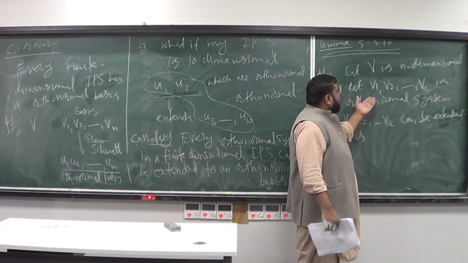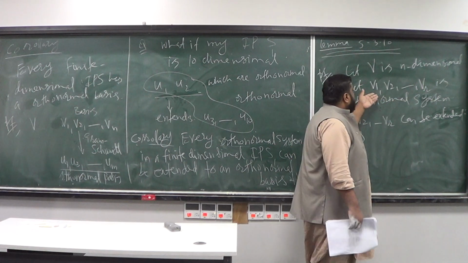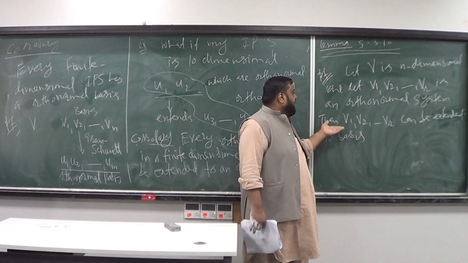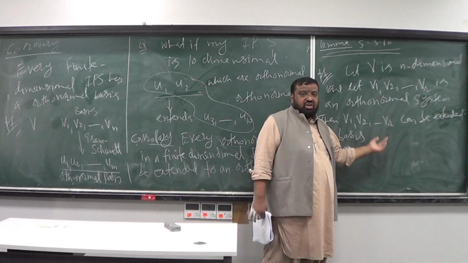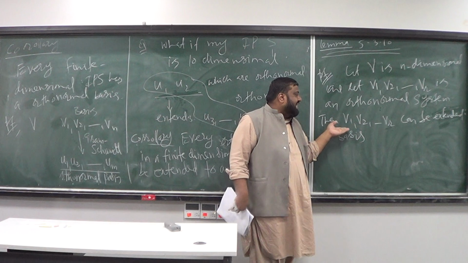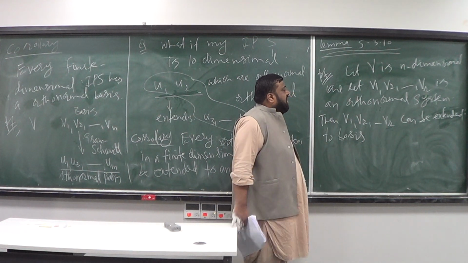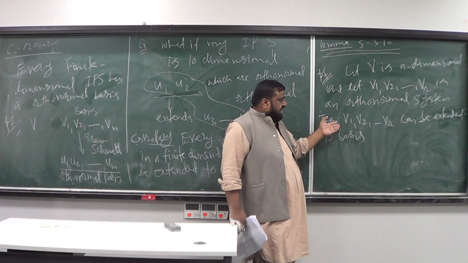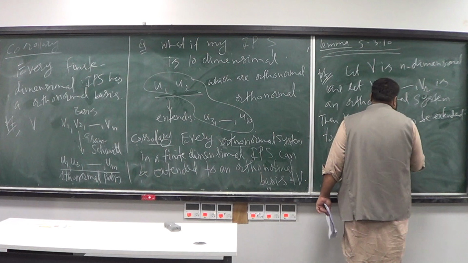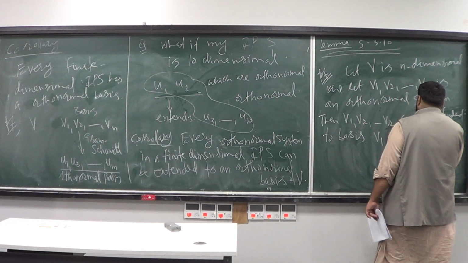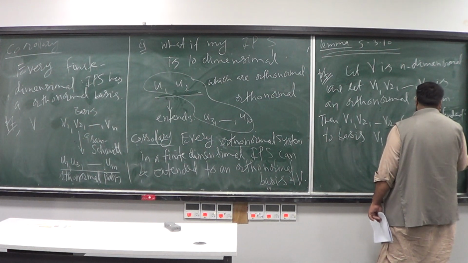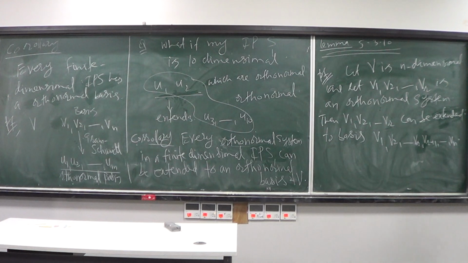Another thing that is obvious is that since this is an orthonormal system, all of these vectors must be linearly independent. So from the linear algebra that you learned in your first course, you can extend these r vectors to a basis that comprises n vectors: v1, v2, ..., vr, vr+1, and up to vn. So you can do it for V.